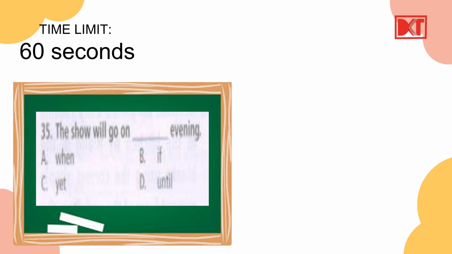Here, the show will go on dash evening. A when evening, B if evening, C yet evening, D until evening. So here the correct answer is the show will go on until evening. Alright, talking about a certain time. कब तक चलेगा show? Until evening.